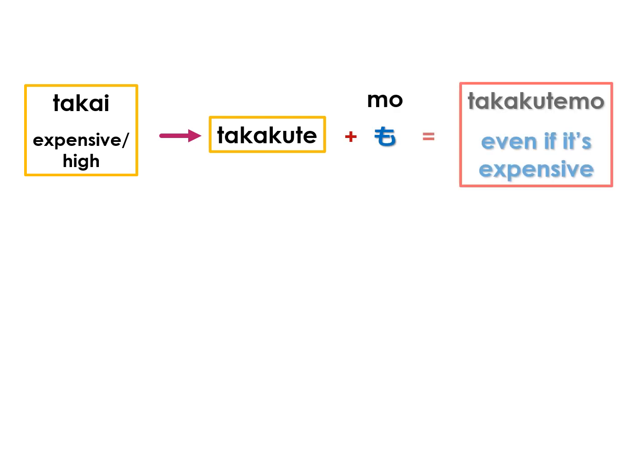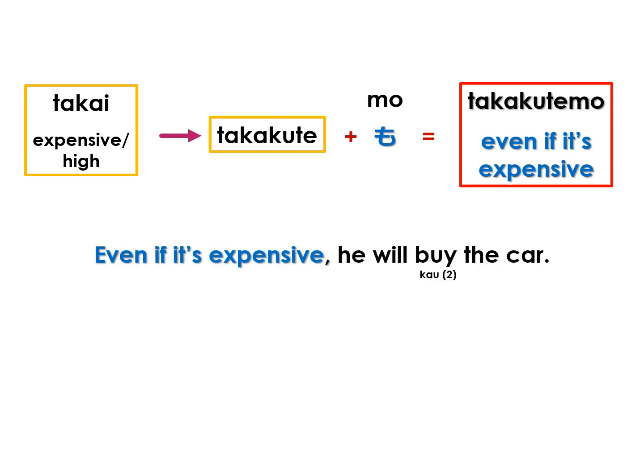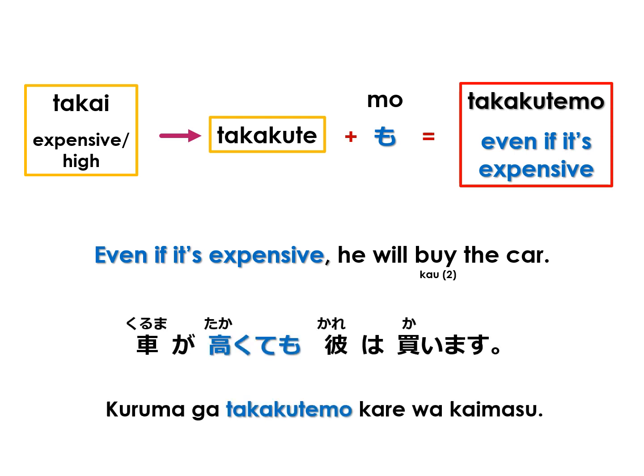Adding mo forms takakutemo, which means even if it's expensive. Even if it's expensive, he will buy the car. In Japanese, kuruma ga takakutemo kare wa kaimasu.